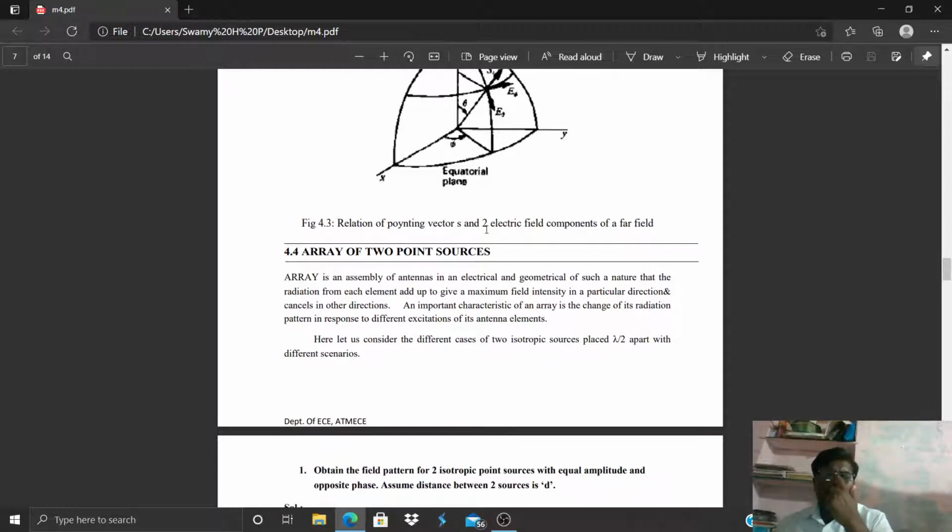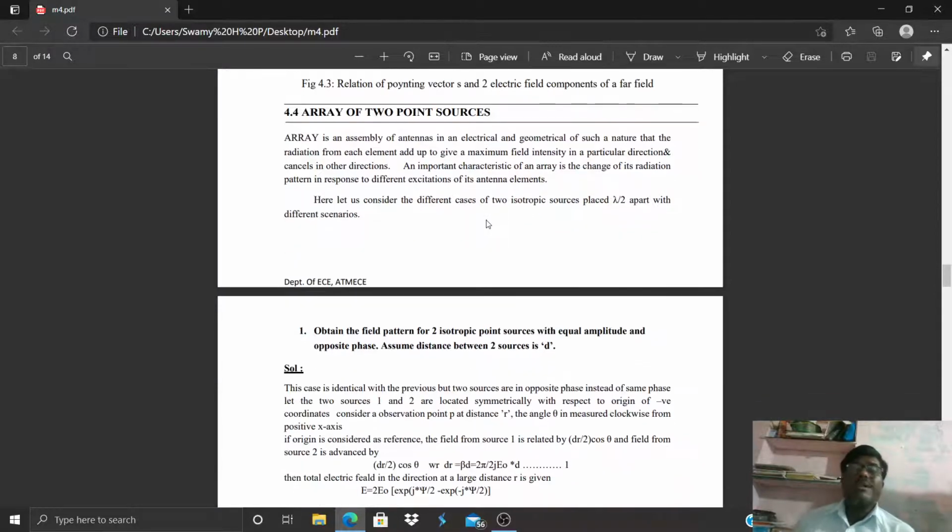Now I will come to another topic of this module, the array of two point sources. What is an array? You already know. An array consists of a number of elements, a number of the same elements. That is called an array. In an antenna array, for example, a number of point sources are connected in an array. Depending on the fashion or structure in which point sources are connected, arrays of point sources or antenna arrays are classified as linear array, broadside array, end fire array, and like that.